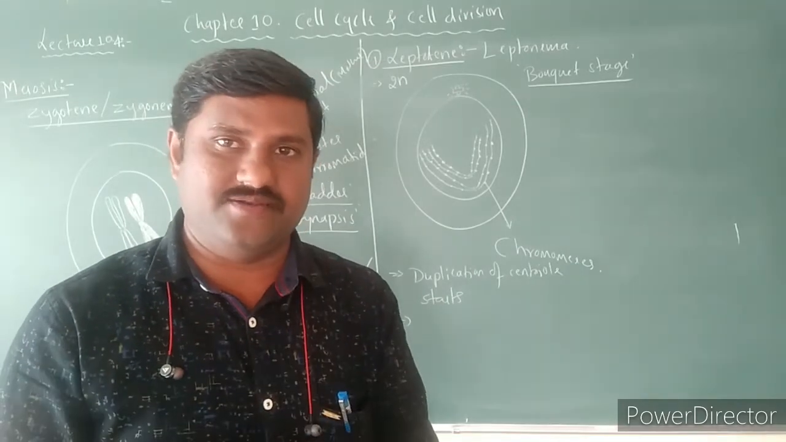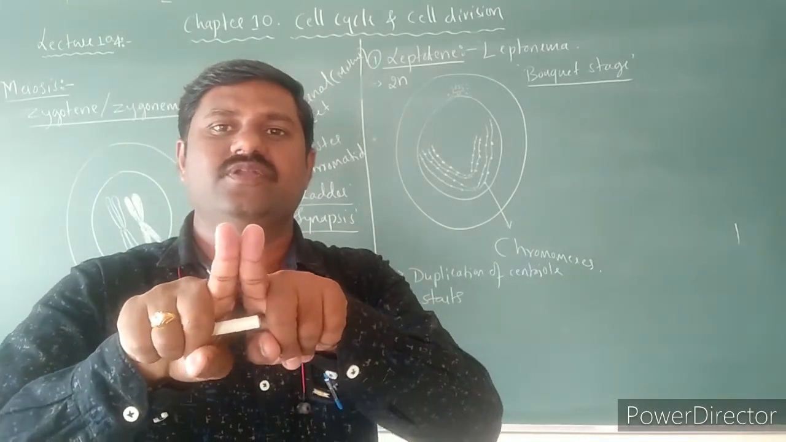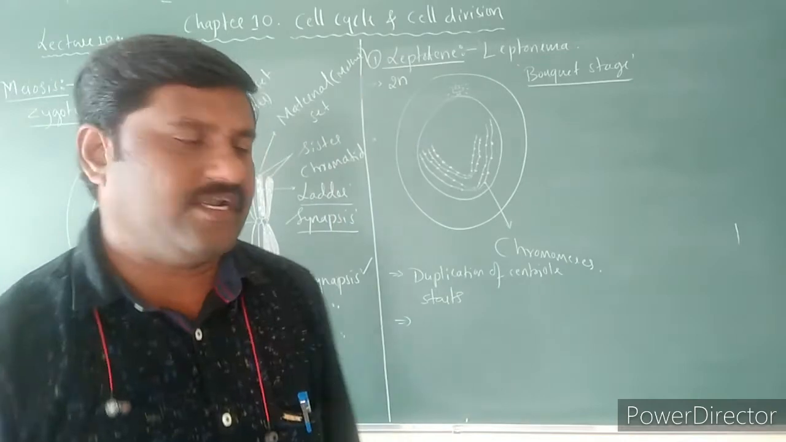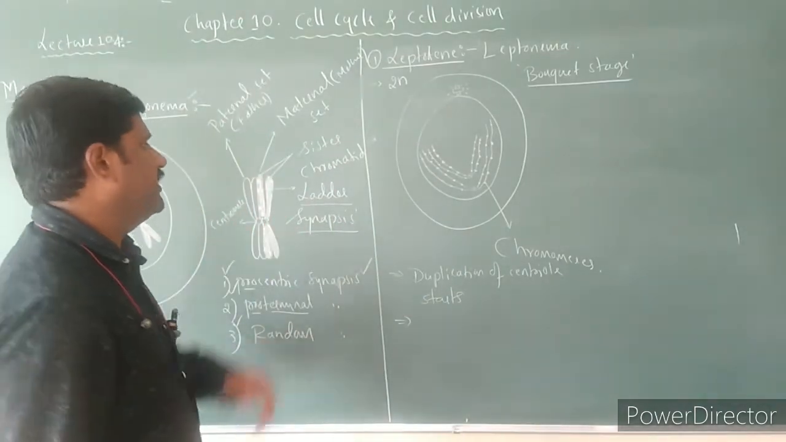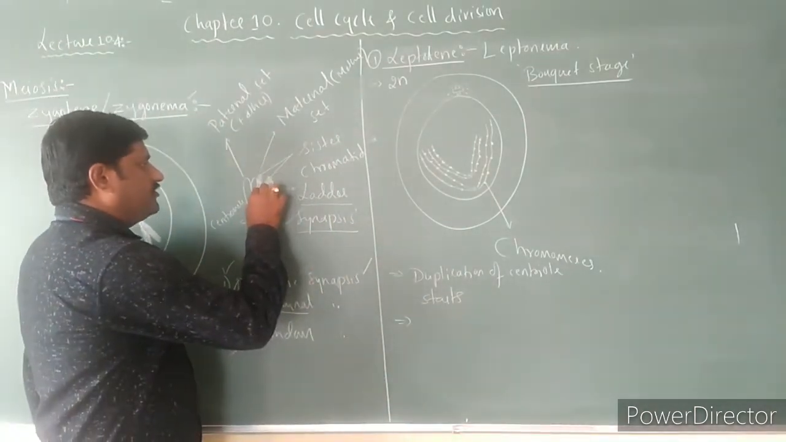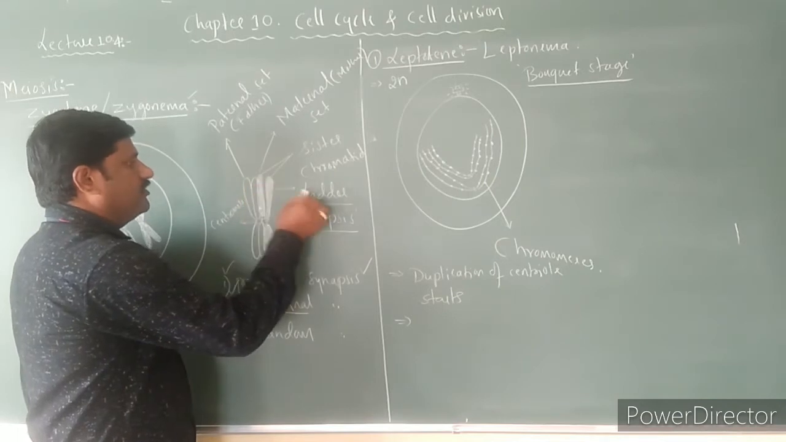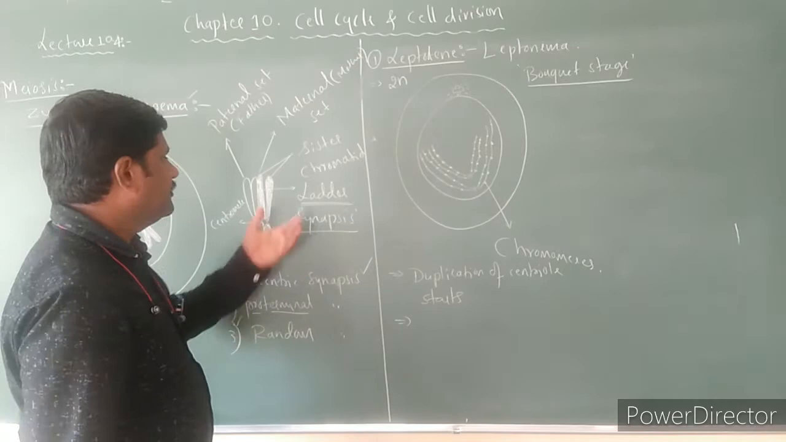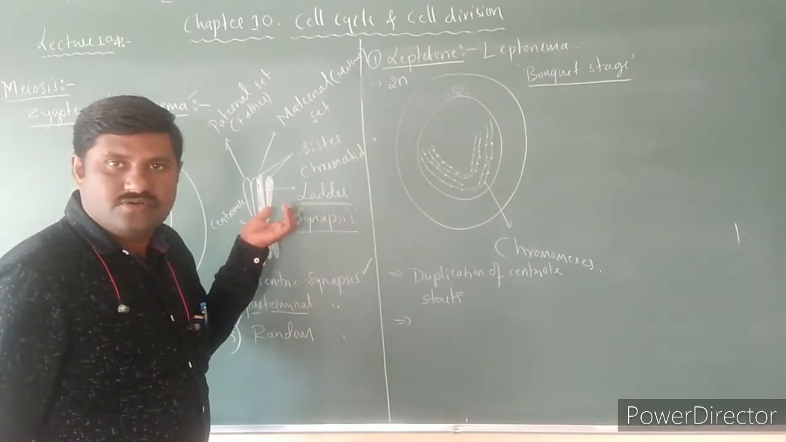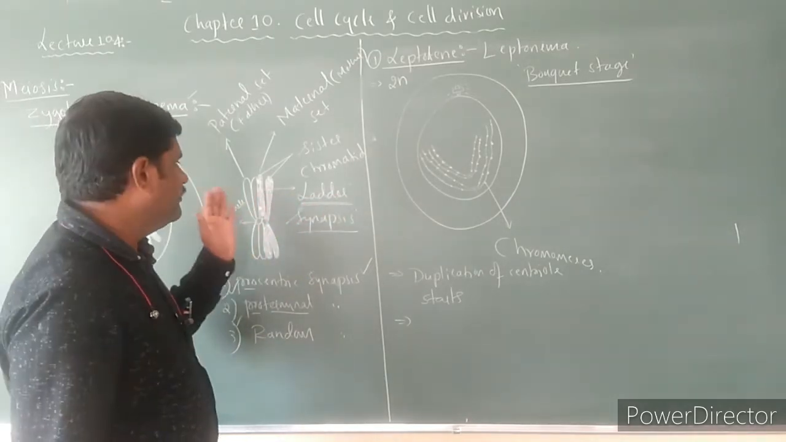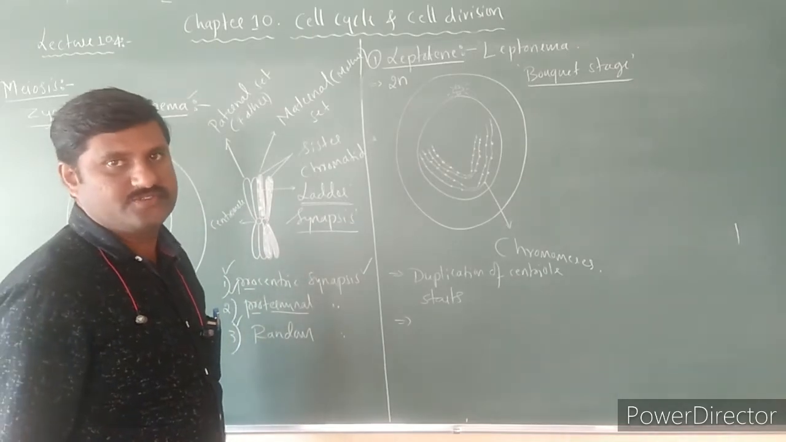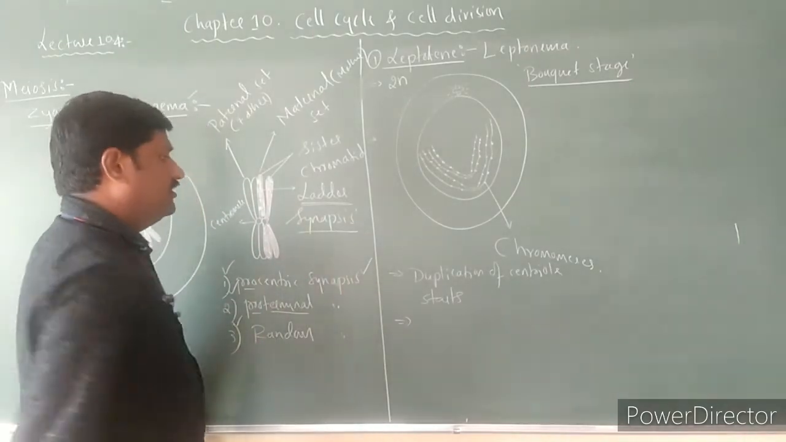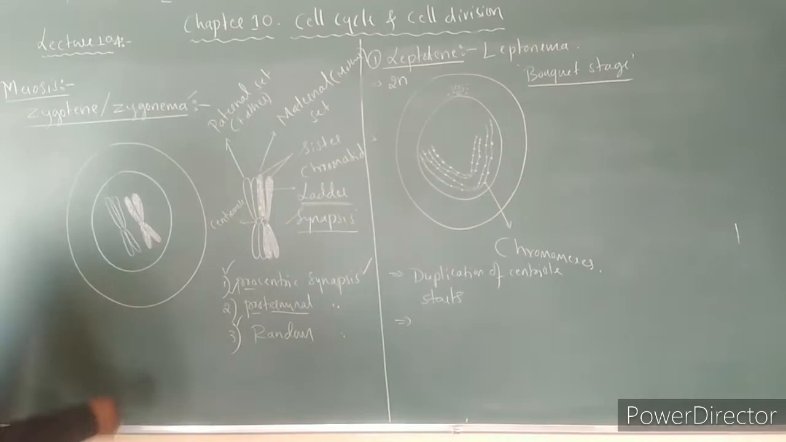Zipper-like, you can understand. The attachment slowly, gradually takes place like this. So that way it is called zipper-like, and they are attached at a certain point which looks ladder-like. So that is the kind of point that we come across in between the two homologous chromosomes. I shall draw the related diagram.